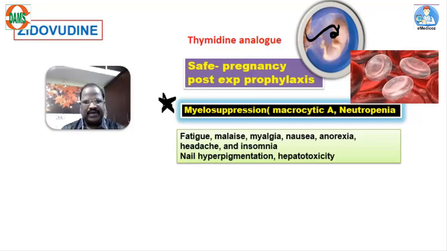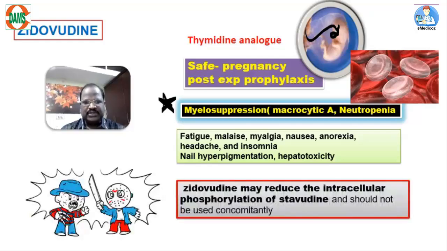And a very important clinical point: Zidovudine may reduce intracellular phosphorylation of Stavudine. Thereby, Zidovudine and Stavudine should not be used concurrently. Remember, they are mutually antagonistic in action. So, these two drugs should not be combined together.